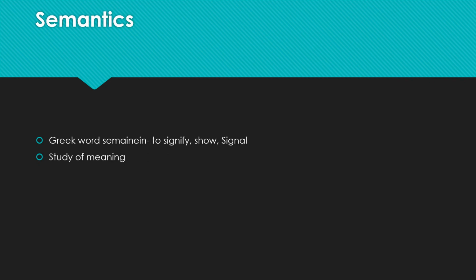Moving on. Semantics. Semantics originated from the Greek word semainin, which means to signify, show, or signal. Semantics is the study of meaning.